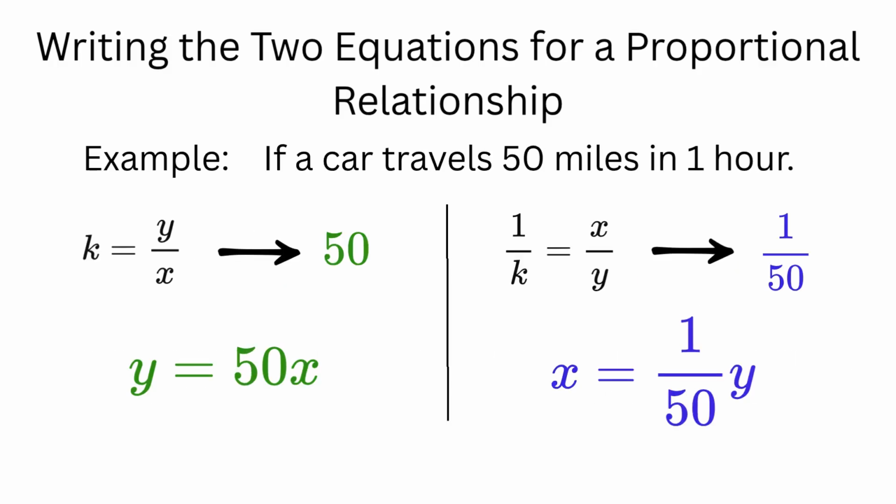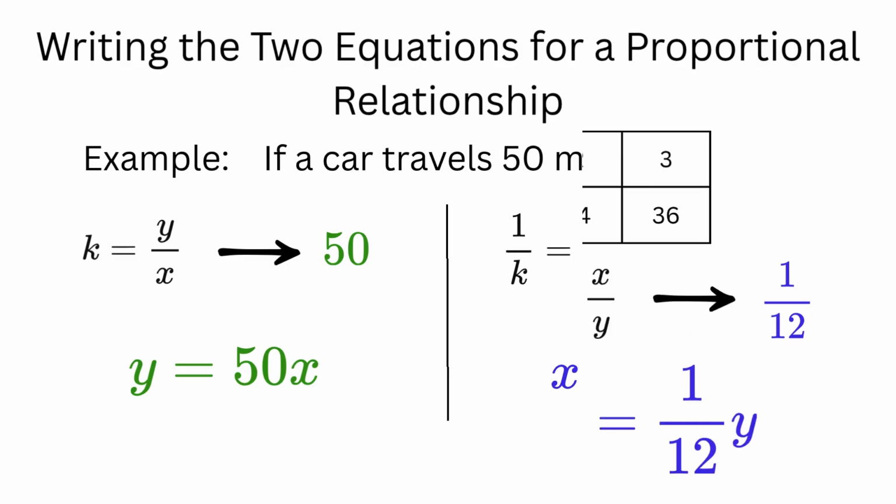If a car travels 50 miles in 1 hour, then k equals 50. That means y equals 50x, or miles equals 50 times hours. If we flip it, we get x equals 1 over 50 times y, which tells us how many hours it takes to travel each mile. Both are true, just showing different perspectives.